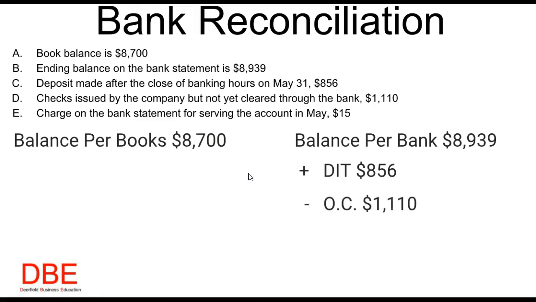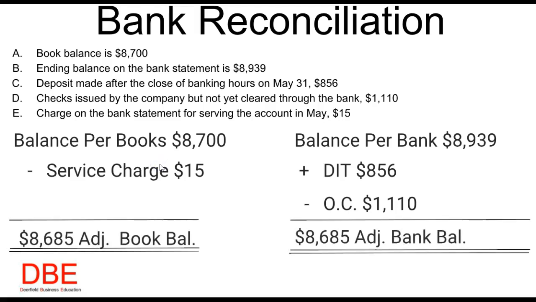Finally, E. There's a charge on the bank statement for servicing the account, a charge of $15. The bank already deducted the $15 in their balance, so I must deduct the $15 from my book balance. When I'm all done and I've accounted for everything, I should now have an equal adjusted book balance and adjusted bank balance. When those dollar amounts equal $8,685, I have reconciled the account. There's a very basic example of bank reconciliation, and now you must practice this on your own.